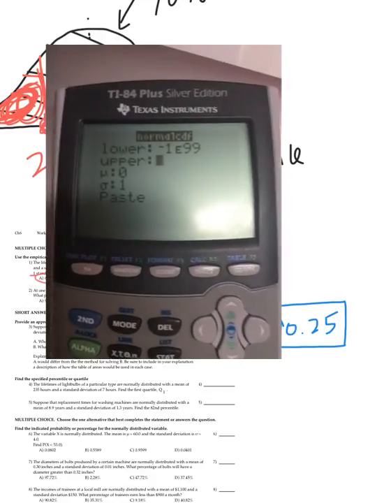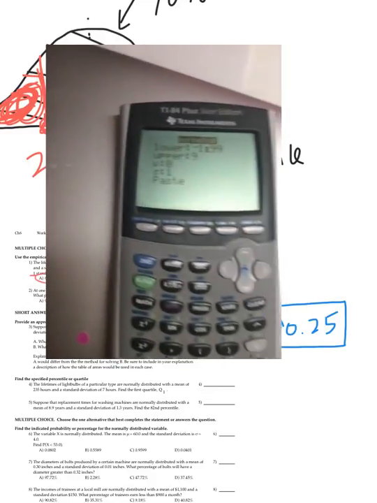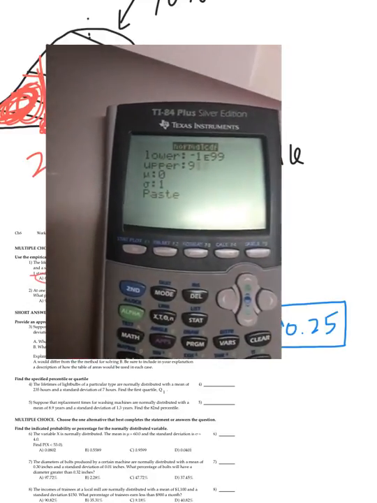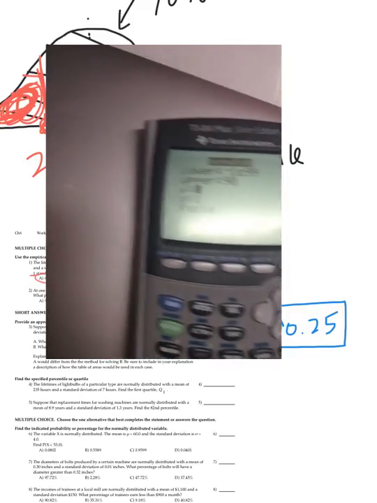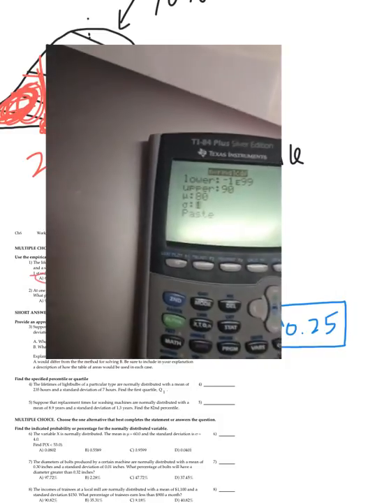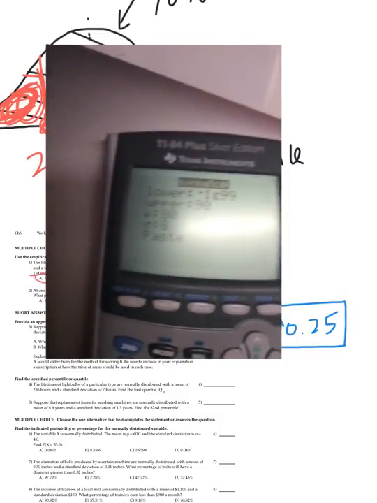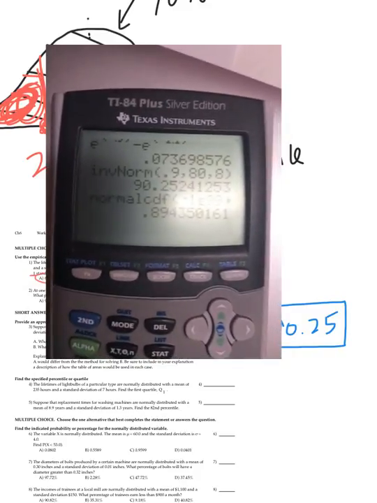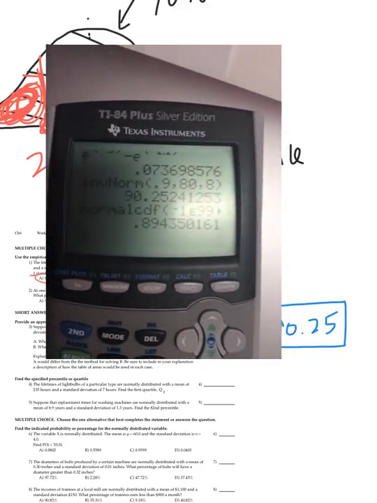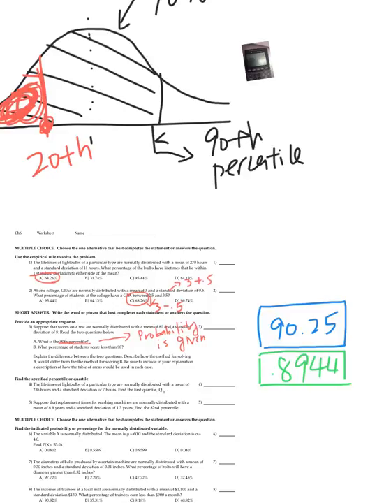Lower than 90, so the upper bound is 90. So we input 90. The mean is equal to 80, the standard deviation is equal to 8. We press enter, and you get this number: 0.8944. That is the solution for B.